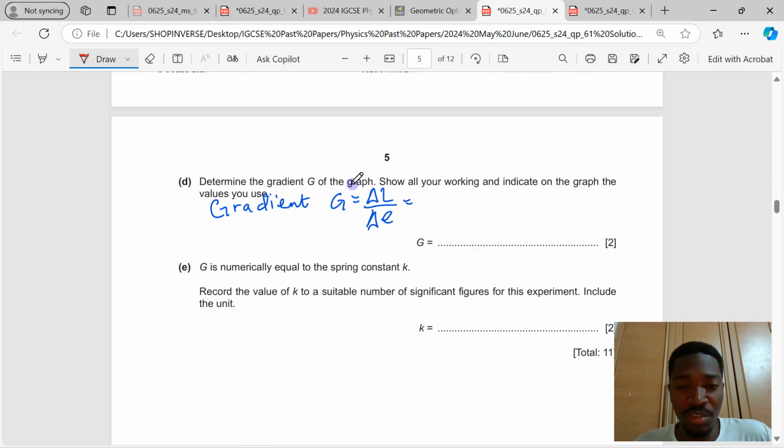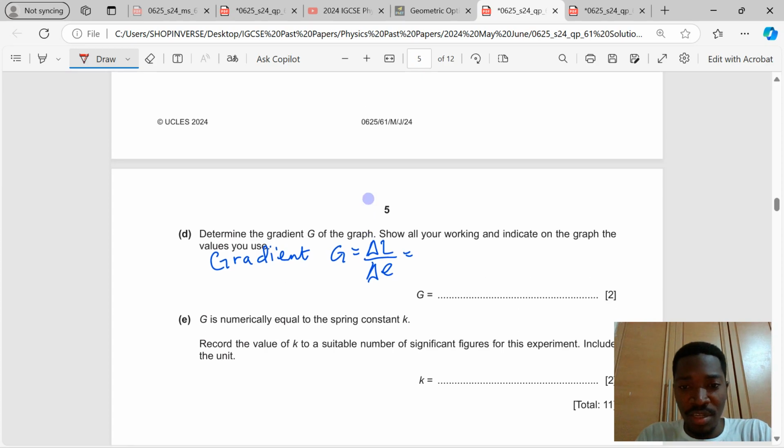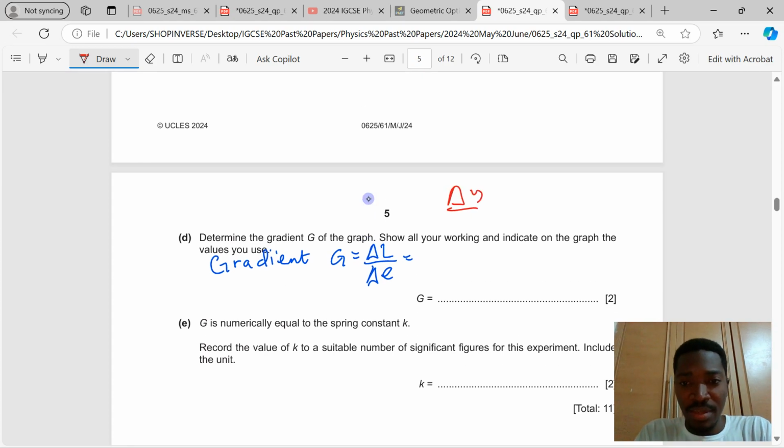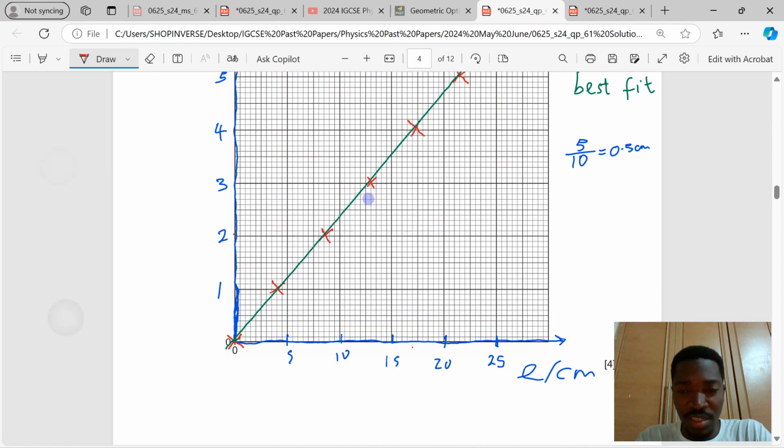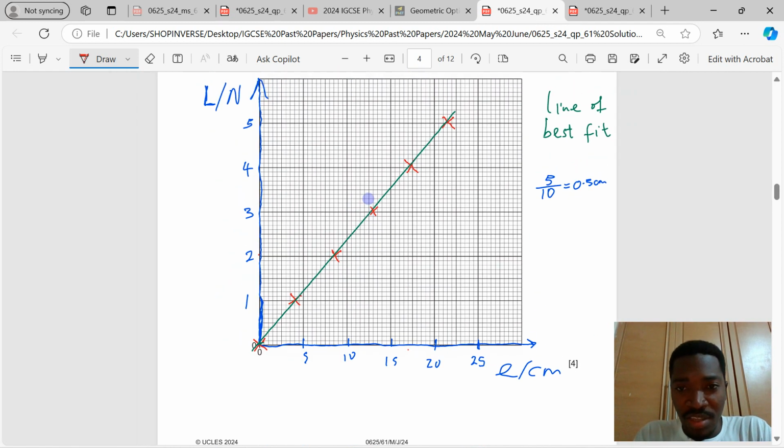Determine the gradient G of the graph. Show all your working and indicate on the graph the values you use. So how do I determine the gradient? The gradient is the change in value on the y-axis divided by change in value on the x-axis. How do I determine my dy/dx?